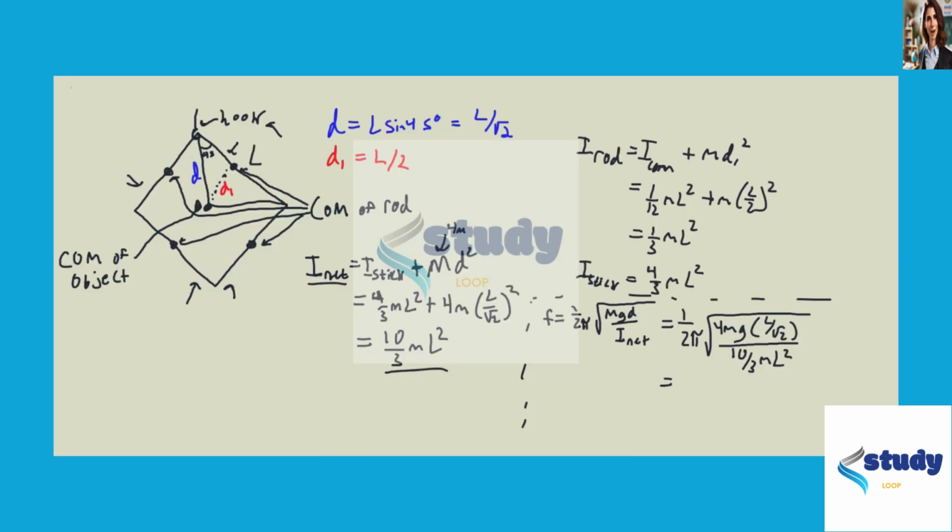So I can start rearranging this thing. We get 1 over 2 pi times the square root of 6g over 5 root 2 L. If I take the 6 over 5 root 2 out, take the square root of it and take it out, we end up with f equals 0.92 times 1 over 2 pi root g over L. And this is the final answer. So it's 92% of what the frequency would be for just a pendulum of length L.